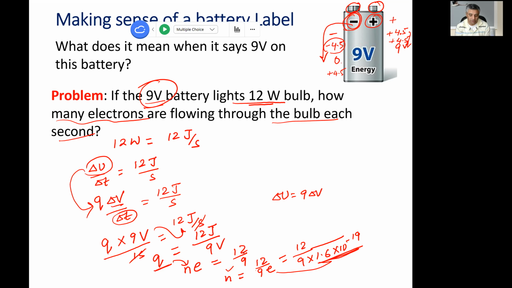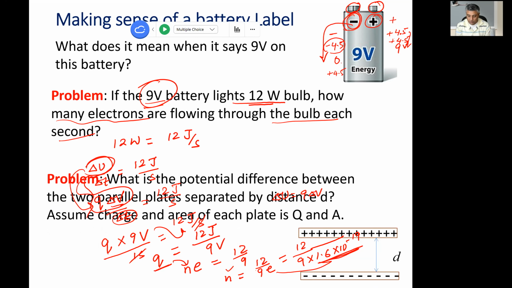So this makes you use the relationship between potential energy and the potential. Okay, and I think there is one more question here.